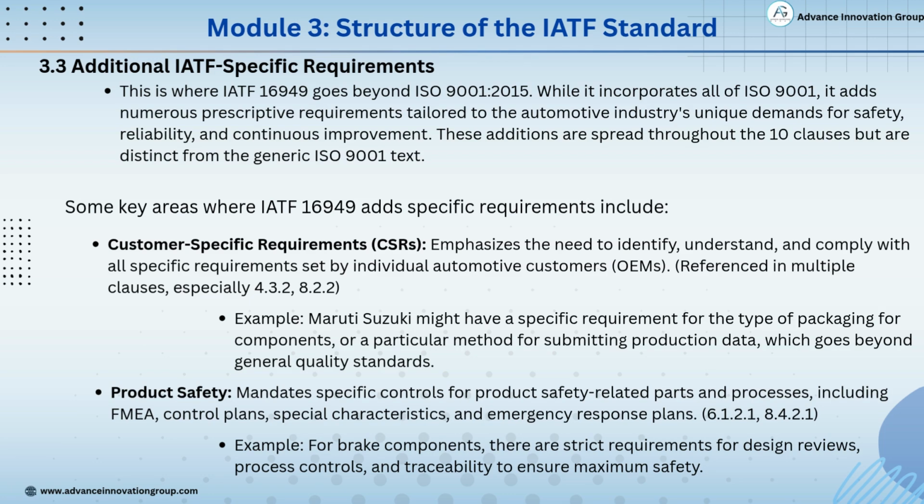2. Product safety requirements. IATF mandates strict controls over parts that relate to safety, like brake systems or airbags. This includes special clauses around FMEA, control plans, special characteristics, and emergency response plans. For example, brake parts must go through detailed safety checks, design reviews, and traceability to avoid failure. These additional requirements are spread throughout the clauses, but are clearly marked as IATF specific.